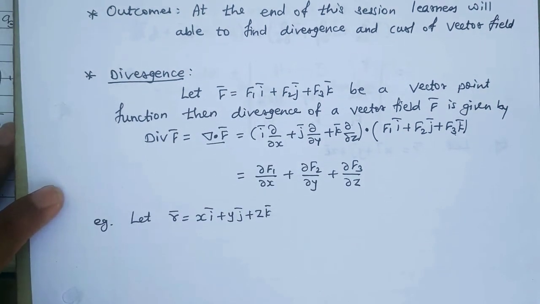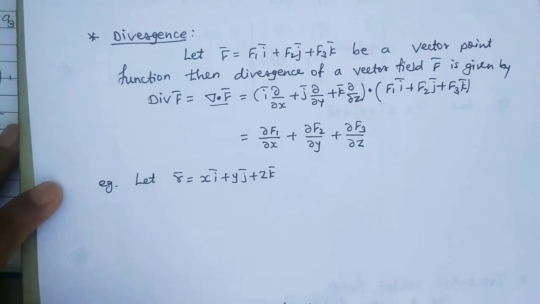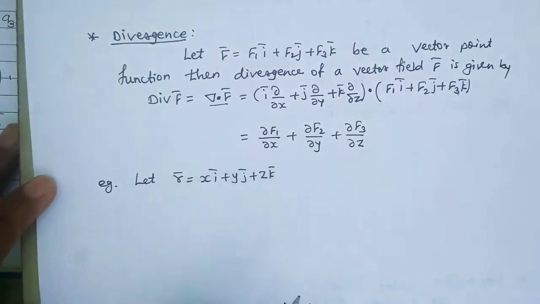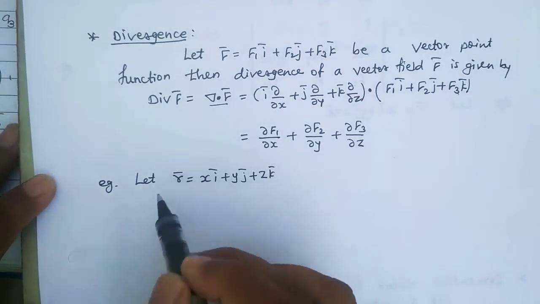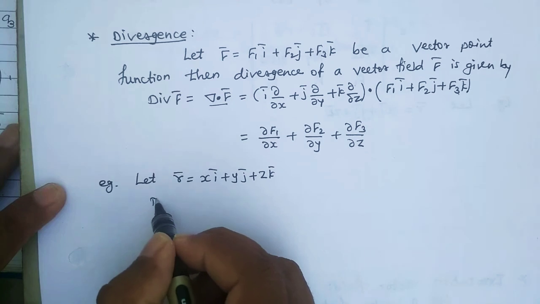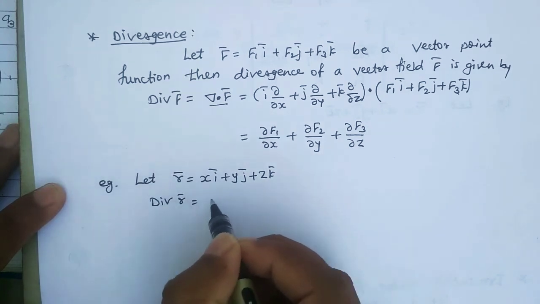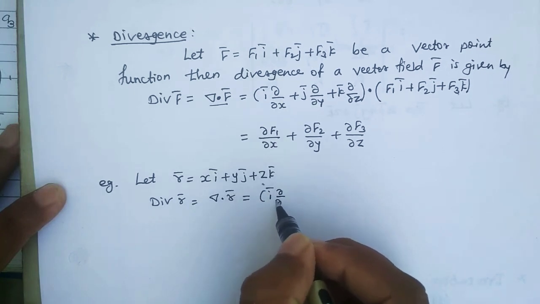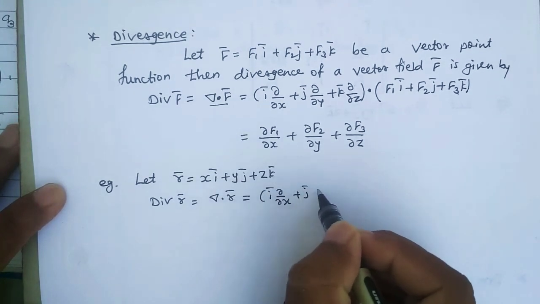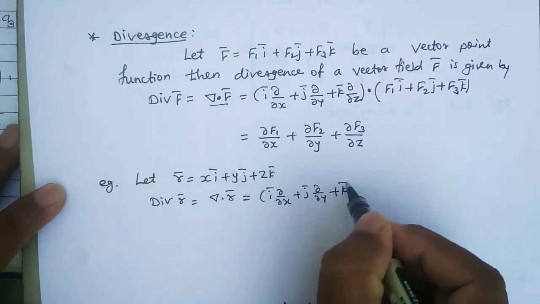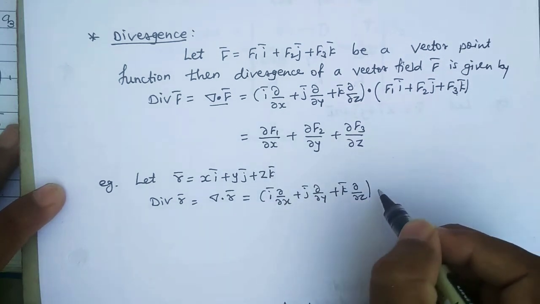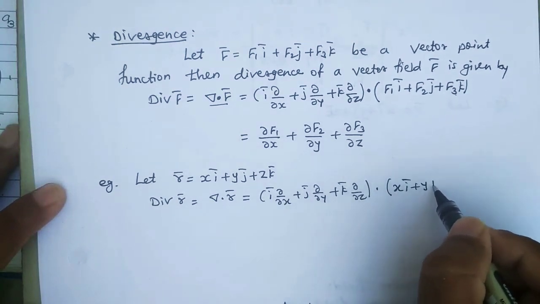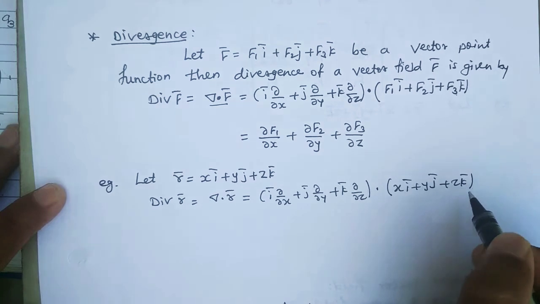Now let us consider the position vector R bar is equal to x i bar plus y j bar plus z k bar. We will try to find the divergence of this field R bar. So divergence of R bar means del dot R bar. We know that del is i bar into del by del x plus j bar into del by del y plus k bar into del by del z, dot product with R bar, that is x i bar plus y j bar plus z k bar.